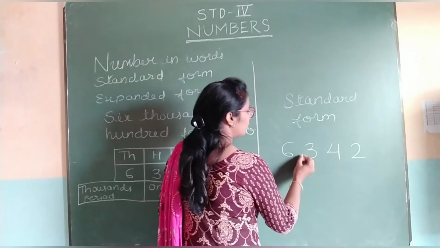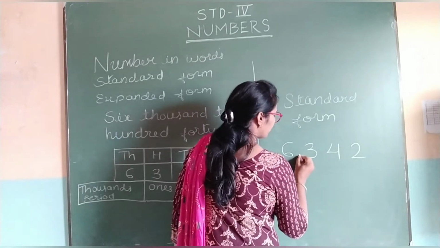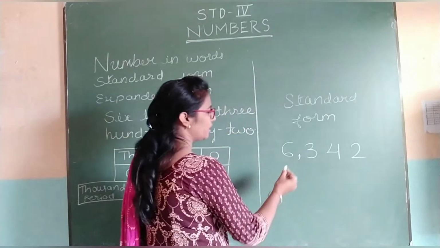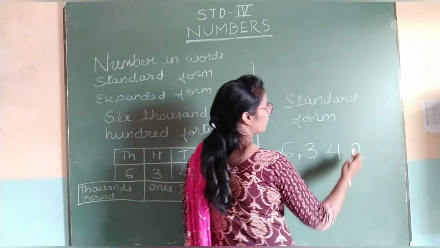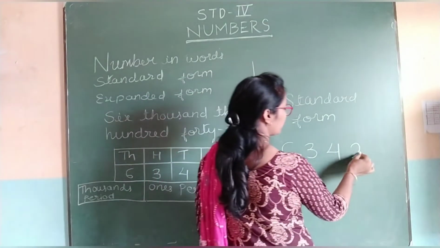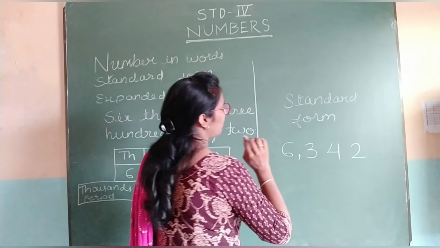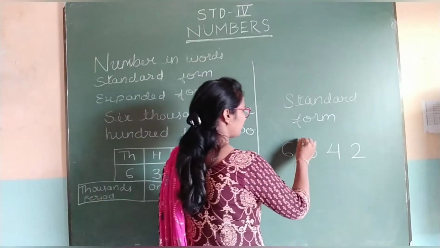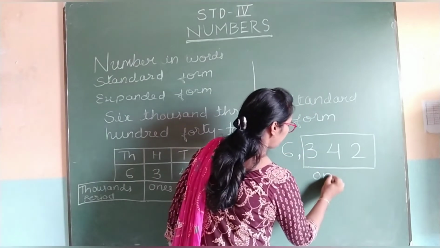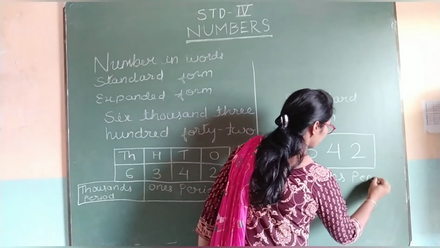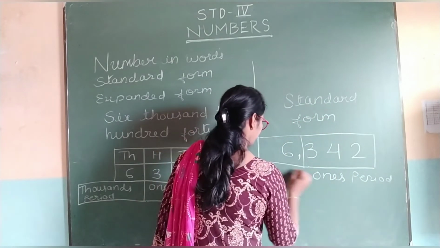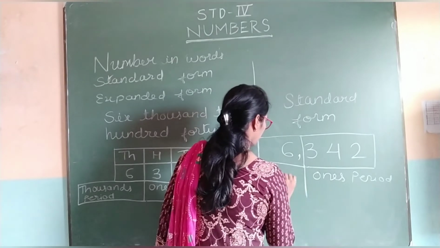So, we inserted one comma in between two periods. So, this is ones, this is tens and this is 100. So, this is ones period and this is thousands.